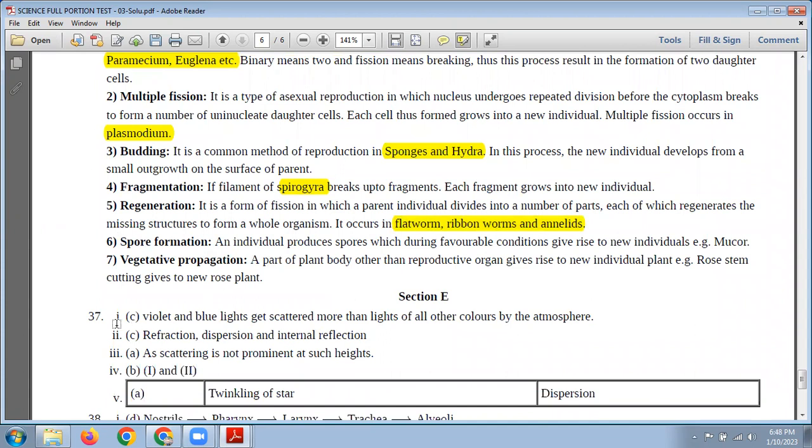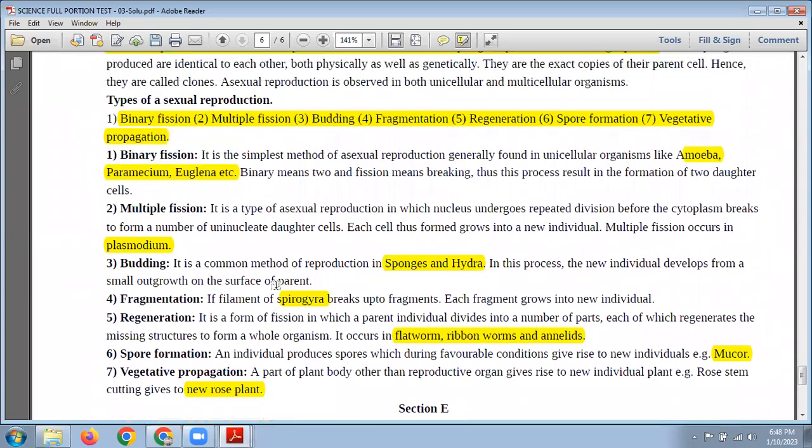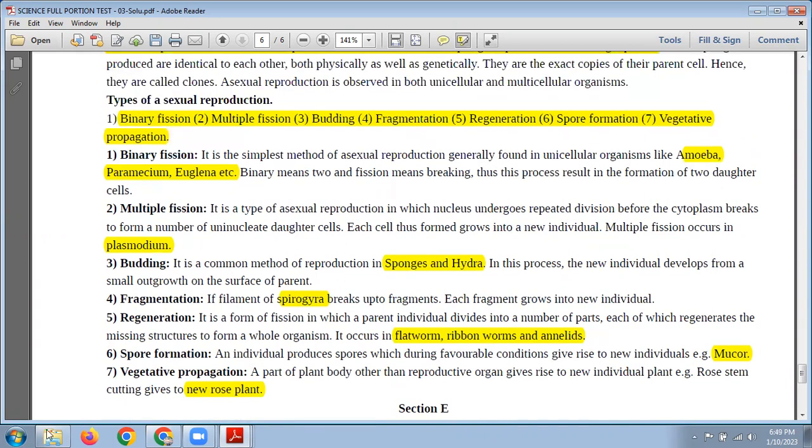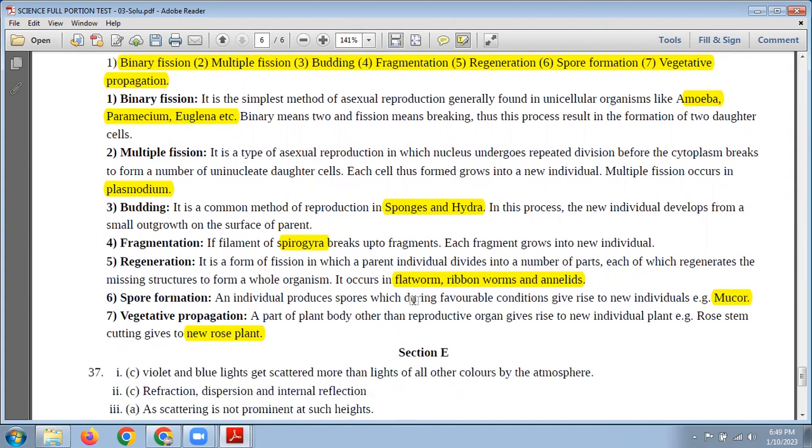Planaria, Leishmania, and spore formation in Mucor, and vegetative propagation in different kinds of plants. The method, the definition, and then the examples are very important. Be sure about this. From asexual reproduction, standard questions may be asked together, or sometimes in simple form, like a little about budding, fragmentation, or vegetative reproduction.